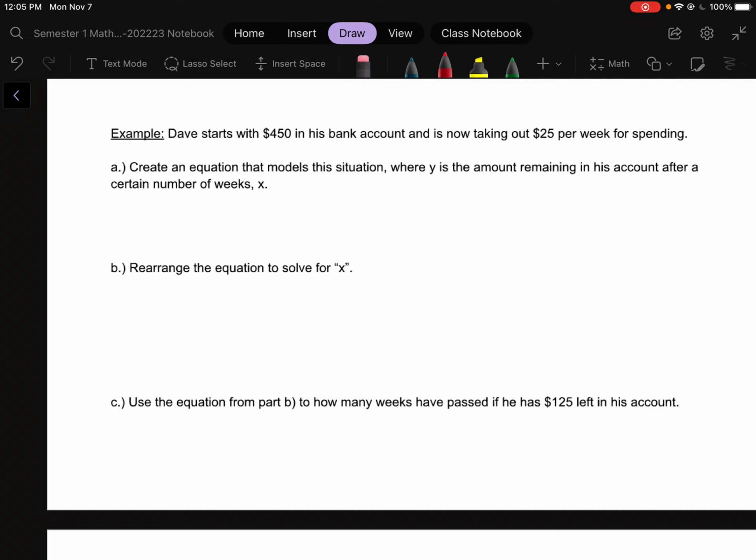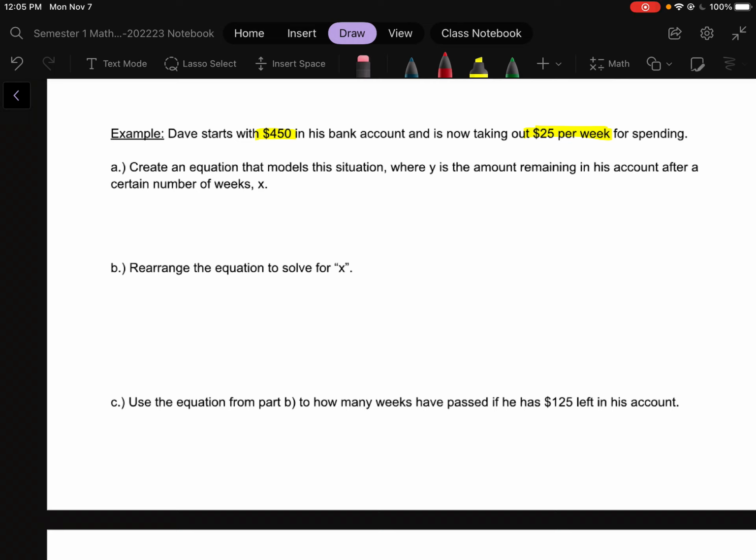Now we're going to complete this example together and then go through this just so we get a better understanding. So it says Dave starts with $450 in his bank account and is now taking out $25 per week for spending. So create an equation that models a situation where Y is the amount remaining in his account after a certain number of weeks, which is our X.